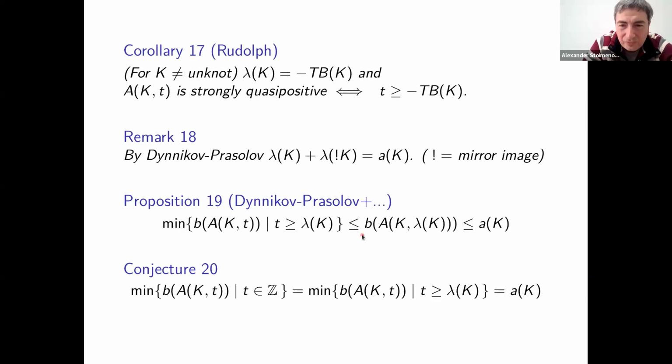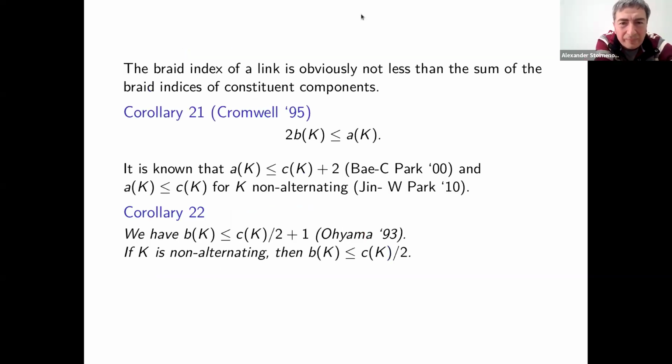So here is a useful remark from this situation: obviously when you have a braid representation of the reverse annulus, it has at least as many strands as the sum of the strands of the braid representations of the two components, which are both K. And then from here you get very easily that 2B of K, so twice the braid index, is less than or equal to the arc index. This was also observed by Cromwell.